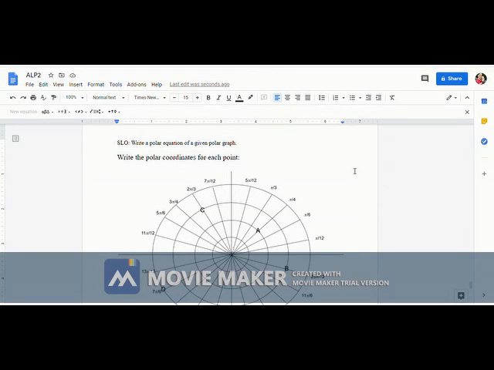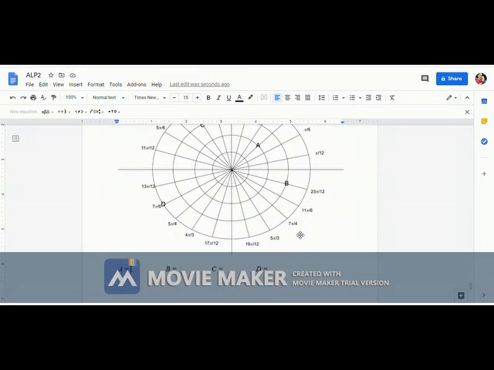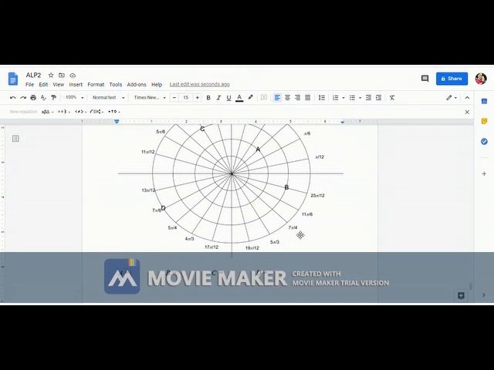Alright, in this video we are going to be going over how to write a polar equation given the polar graph and how to write polar coordinates if we have points on a polar graph. So, without further ado, as we can see here, we have a polar graph and certain points on the graph that we're just going to write the coordinates for down here. So, let's just go ahead and get started.